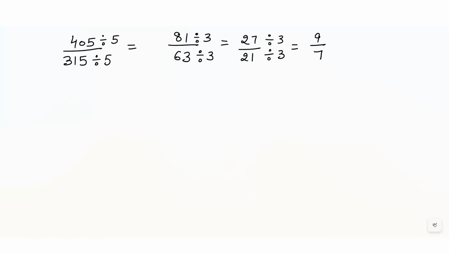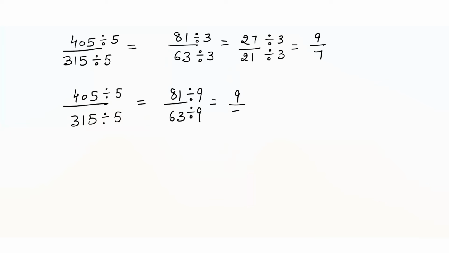Now, if I have to reduce the steps, how I can reduce it? This is divisible by 5. This is also divisible by 5. I will get 81 over 63. Both are divisible with 9. I'll get here 9 over 7. So the answer will remain same, whatever the way you are going to do. So this is how we can simplify any fractions using the divisibility rules.